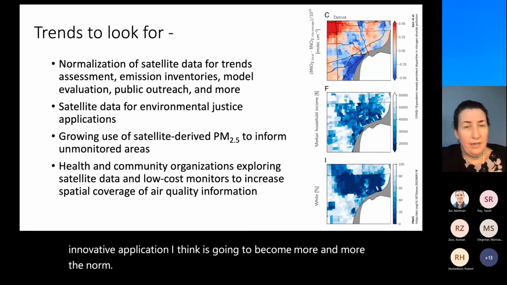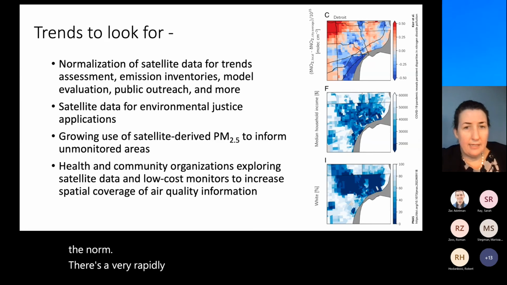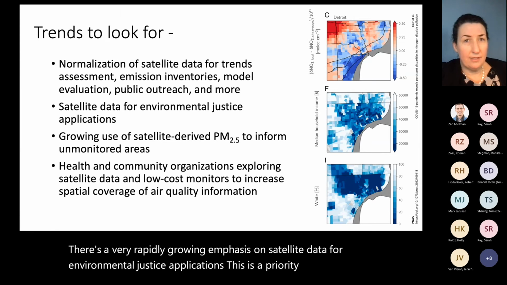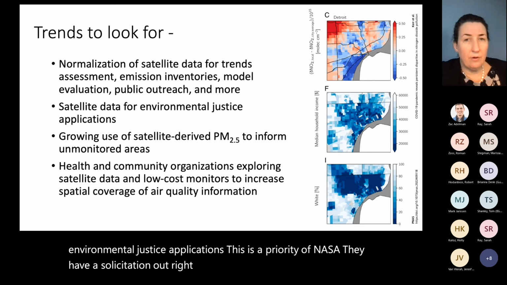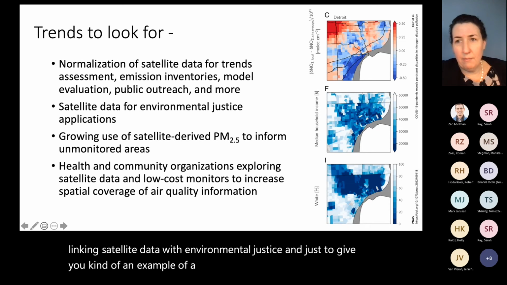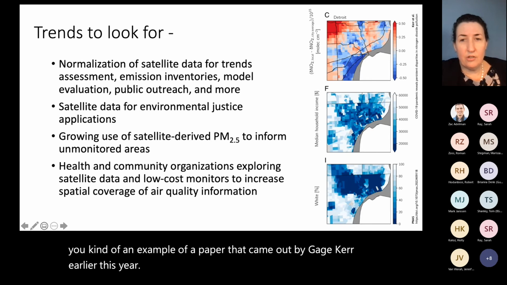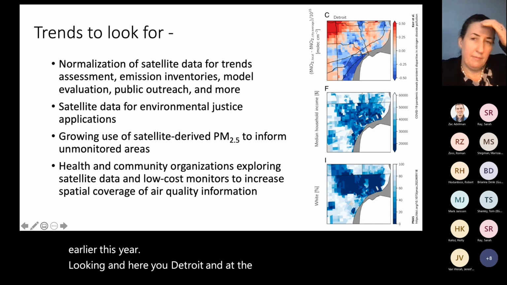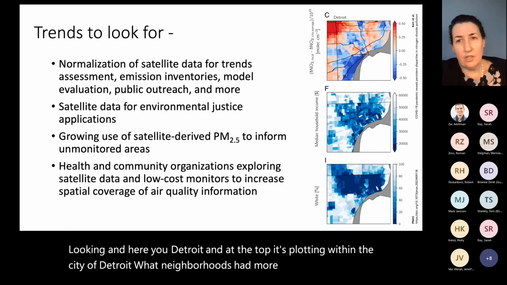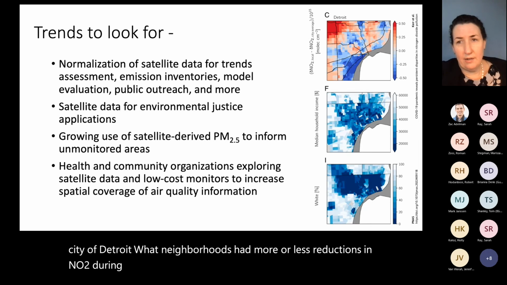There's a very rapidly growing emphasis on satellite data for environmental justice applications. This is a priority of NASA. They have a solicitation out right now, in fact, focused on funding work linking satellite data with environmental justice. And just to give you an example, a paper came out by Gage Kerr earlier this year, and here you see Detroit, and at the top, it's plotting within the city of Detroit what neighborhoods had more or less reductions in NO2 during the lockdowns of 2020.